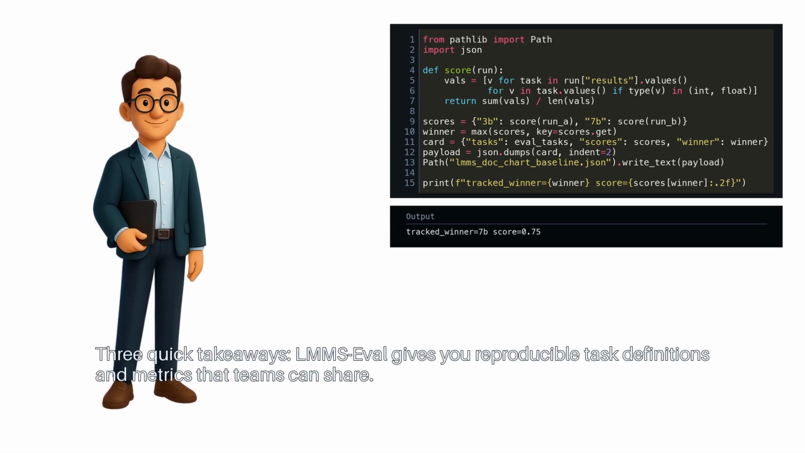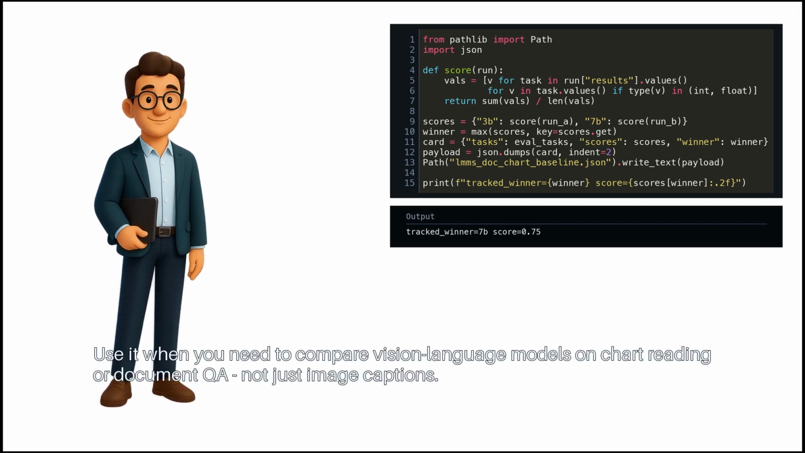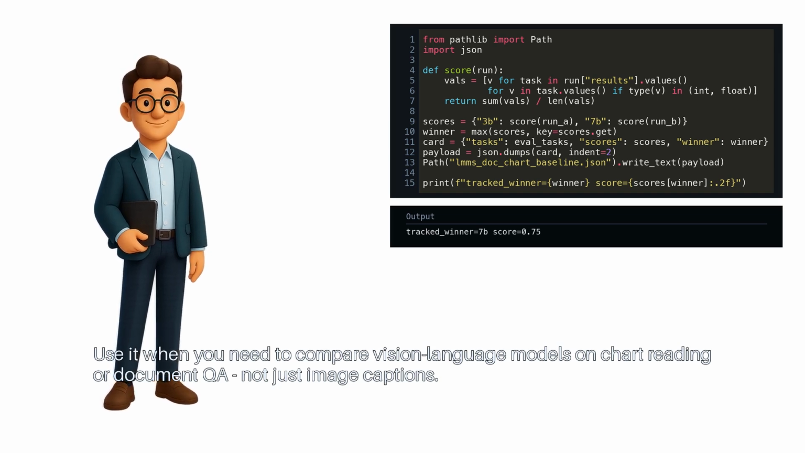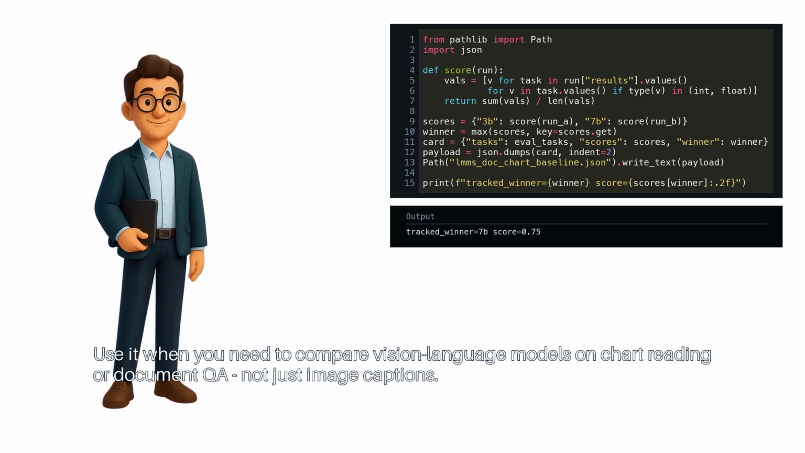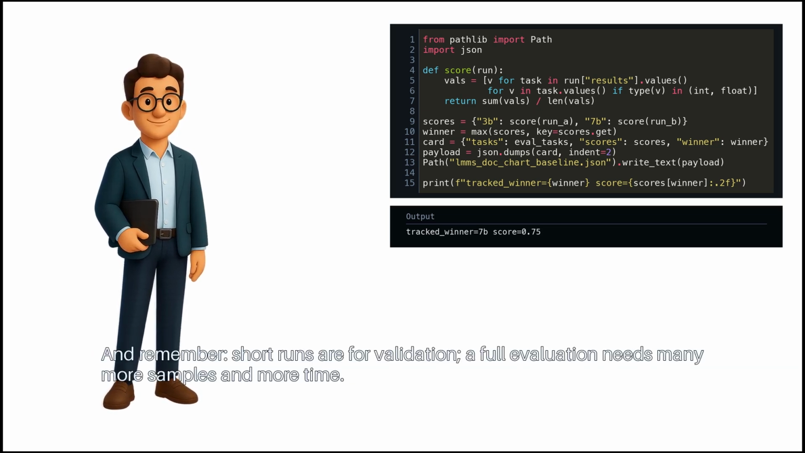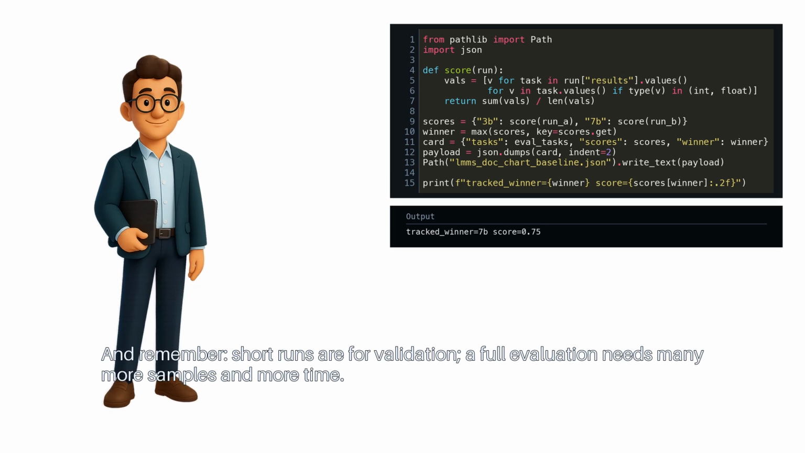Three quick takeaways. LMMS-Eval gives you reproducible task definitions and metrics that teams can share. Use it when you need to compare vision language models on chart reading or document QA, not just image captions. And remember, short runs are for validation. A full evaluation needs many more samples and more time.